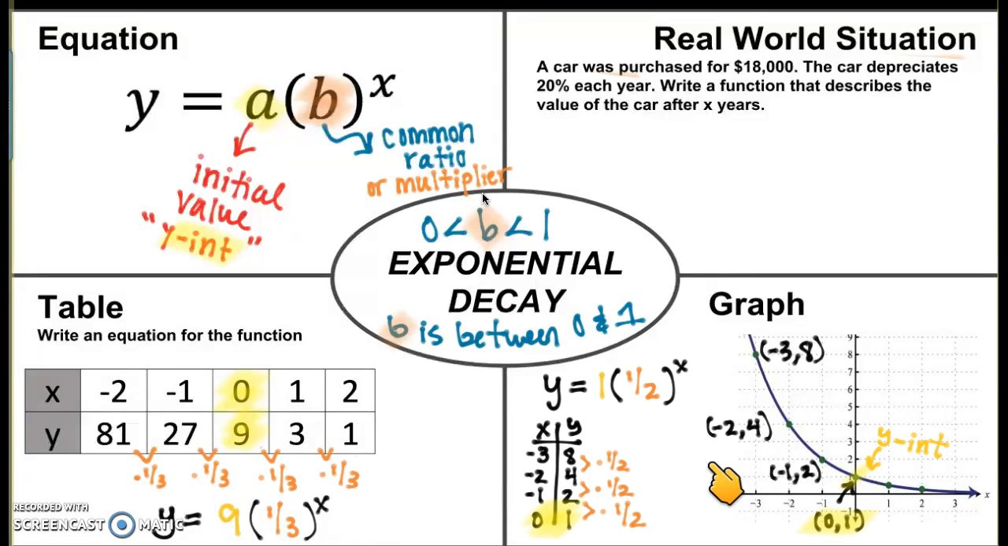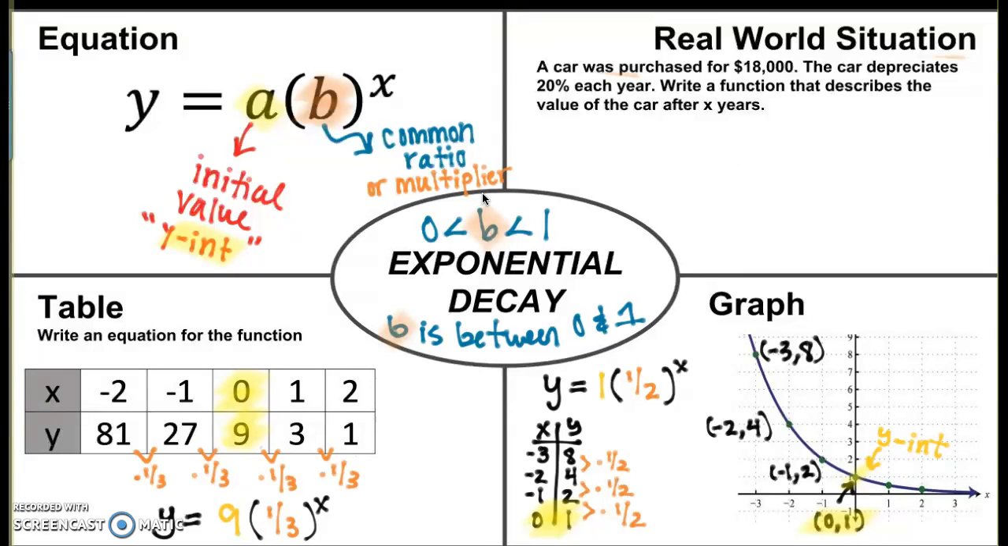Similarly, with the graph, we can see that the graph is decreasing at a rapid rate, which represents exponential decline. And if you make a table from the graph, you can see that each time we're multiplying by a half to get to the next value, and the y-intercept is 1, according to the graph and according to the table. So my exponential function is y equals 1 times 1/2 to the power of x.